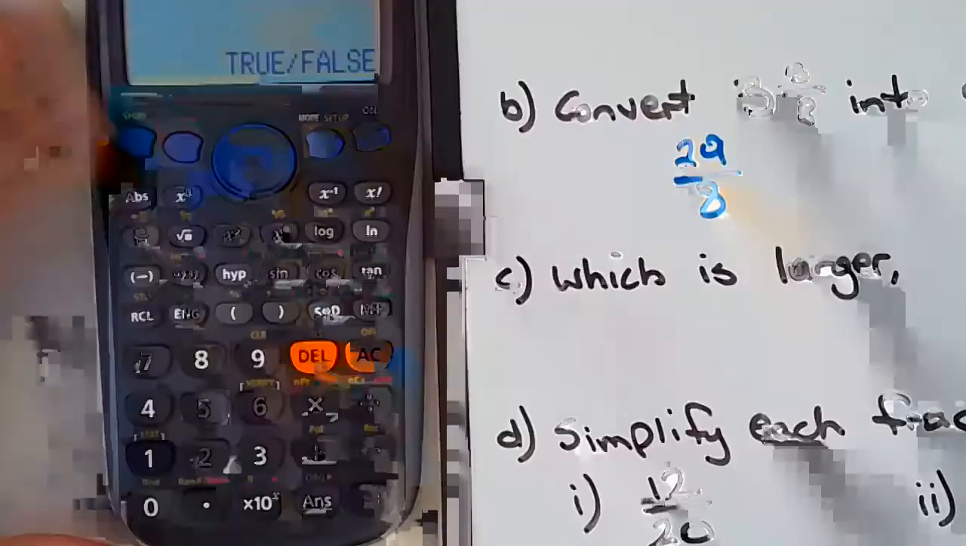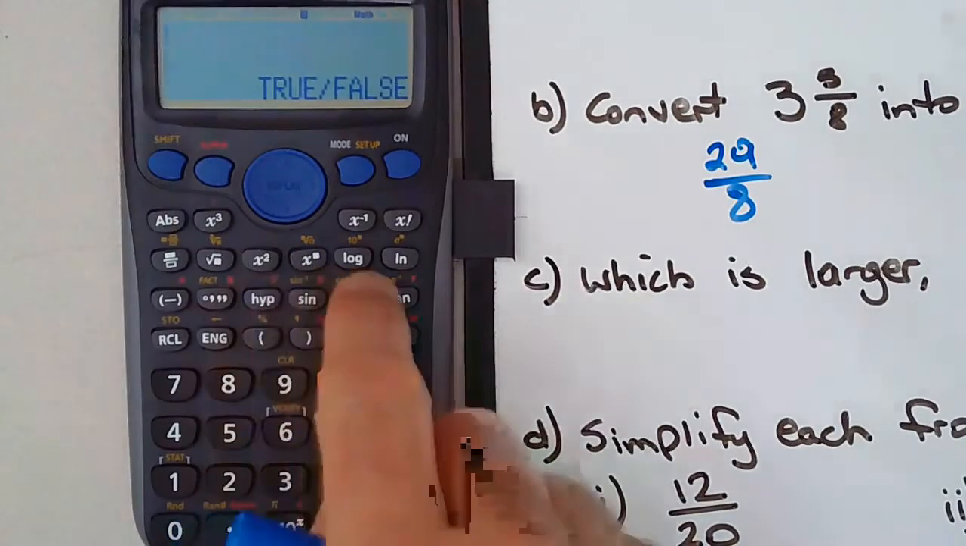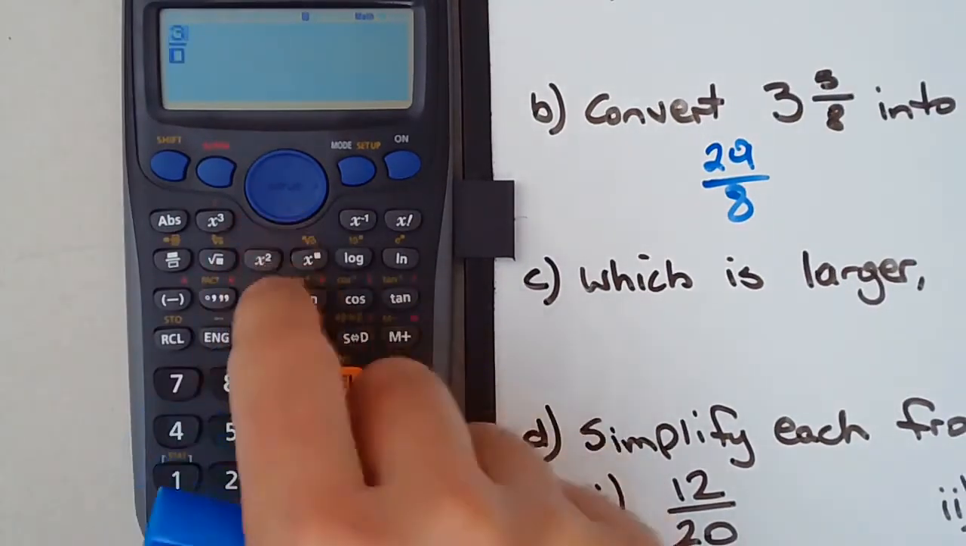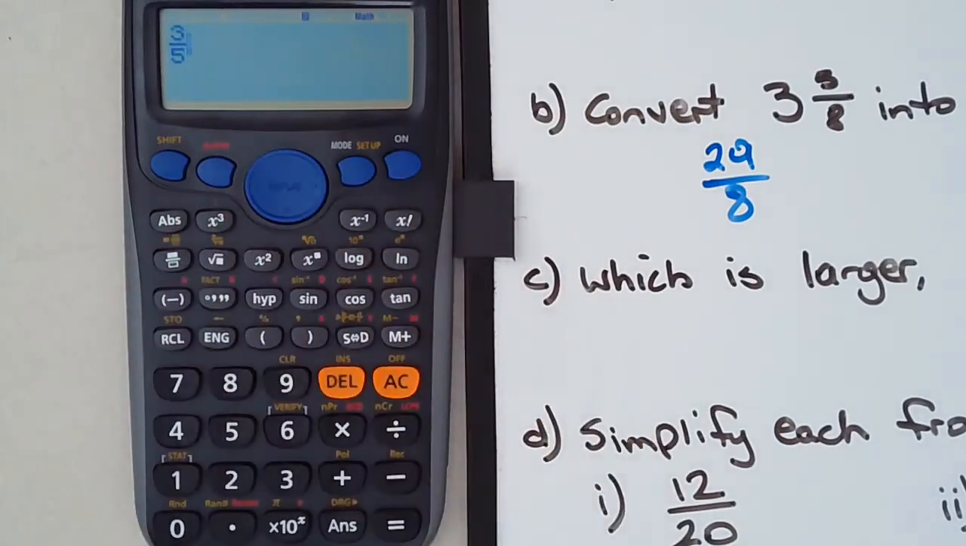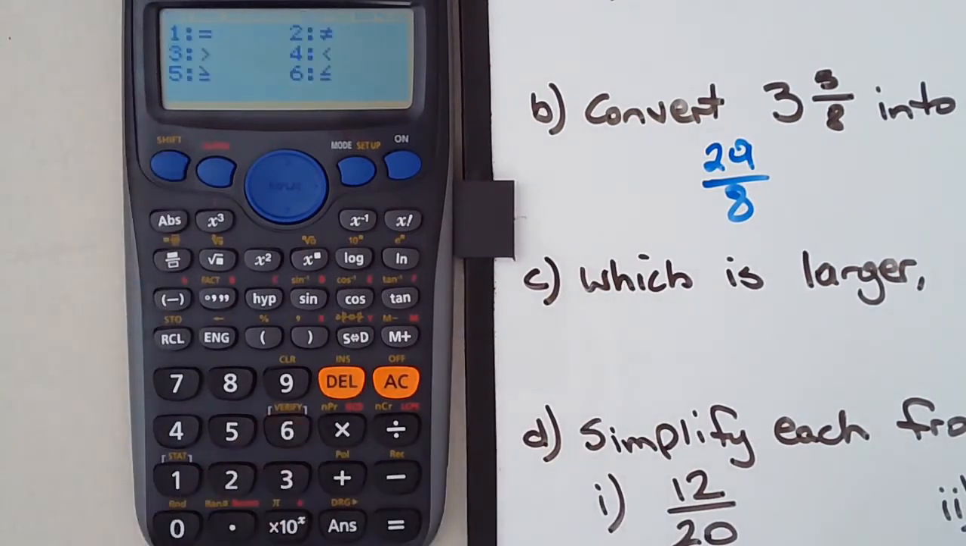Okay, and let's see how this works. So what I'm going to do is type in 3/5. Then what you press is Shift and then number 6. See where it says the word verify? So Shift and number 6.